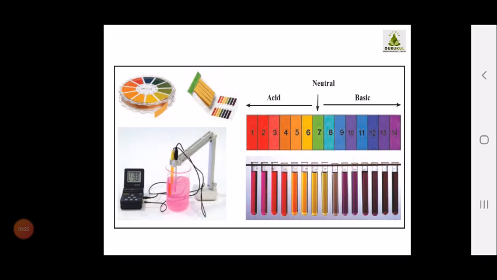Now see children, this is the first diagram. If you see where numbers 1 to 14 are given, what is this?